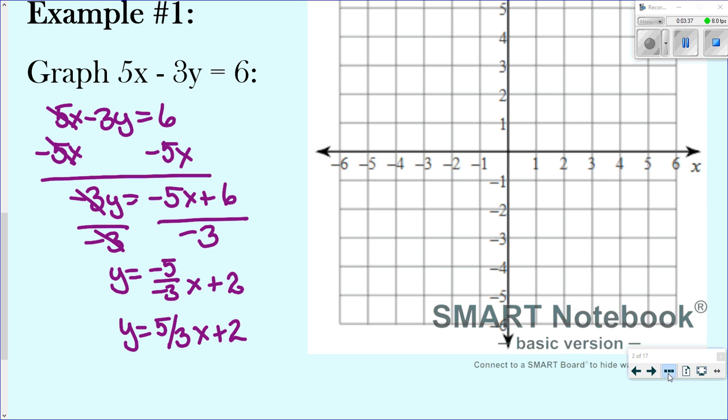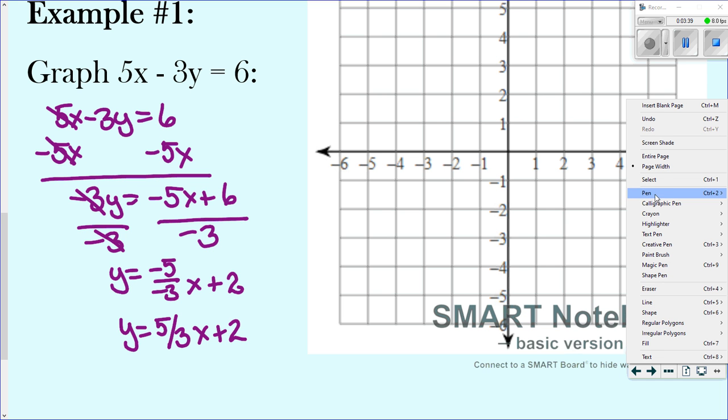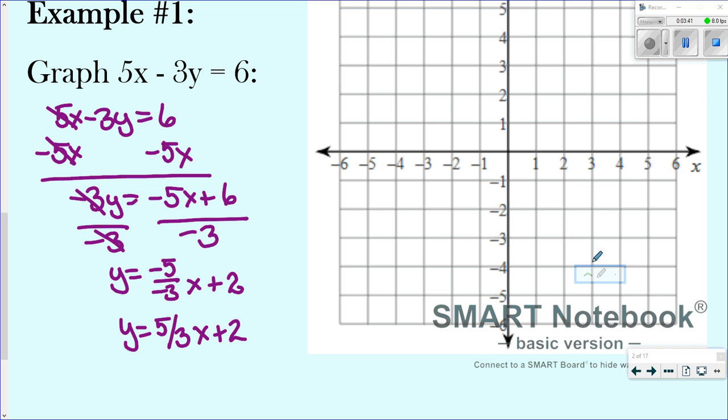And then the next thing we have to do is determine what is our m. So m is our slope, and this is our m. And then the b, our y-intercept, is 2. So remember we got y equals mx plus b. There we go. We have it in that form. Now we can plot the points and find our line.